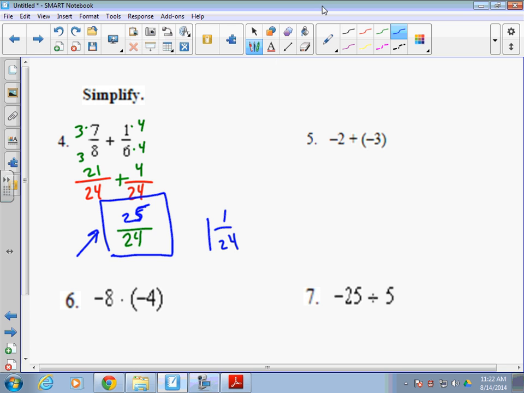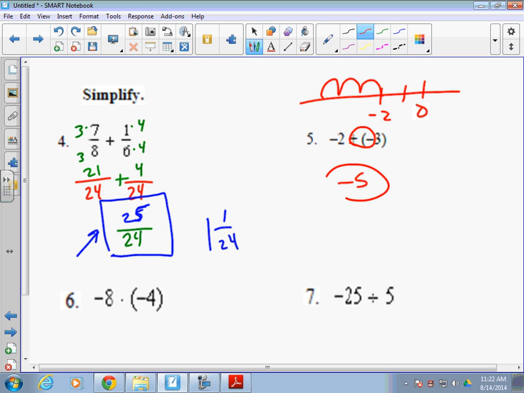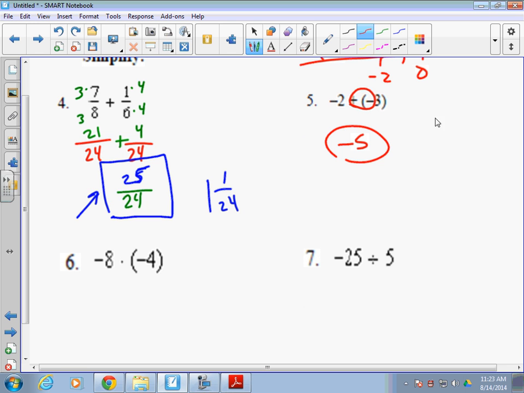Number 5 says -2 plus -3. If you need to think of a number line on this one, -2 is here. Plus -3 means to go to the left. Plus a negative means the same thing as minus 3. So you're going to go 1, 2, 3 to get -5. Number 6 says -8 times -4. A negative times a negative is a positive. 8 times 4 is 32.